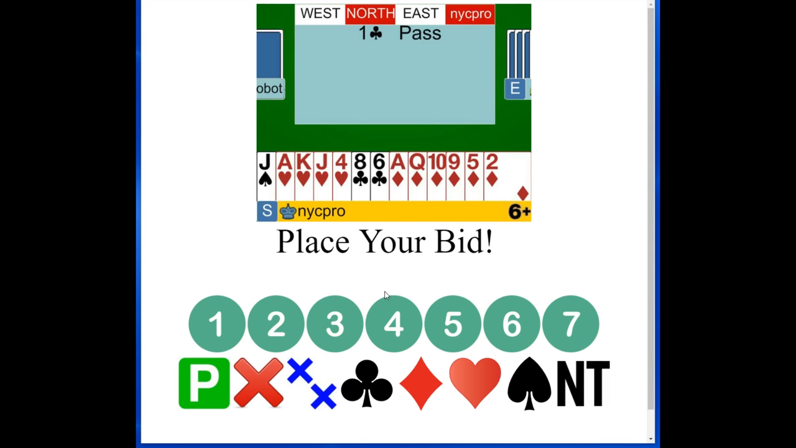All right, so your partner opens a club now, and you have this hand. Make your call. So once again, your partner opened 1 club, and it's your choice what to do with this very distributional hand.